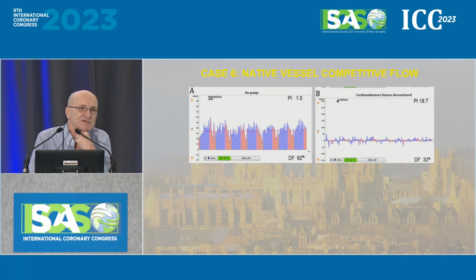Any other suggestions? Temporarily, please? I think the problem is that all the flow is going in the RITA because of the competitive flow on the LAD, and there is severe stenosis on the vessels grafted by the RITA. So I suggest to do 2 inflows rather than 1 inflow for this kind of case.